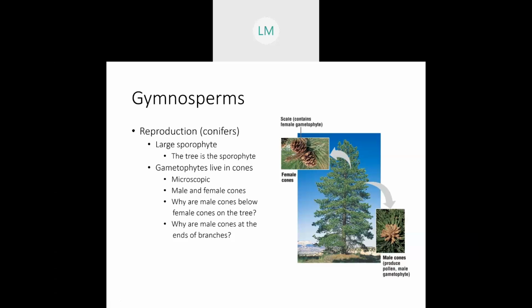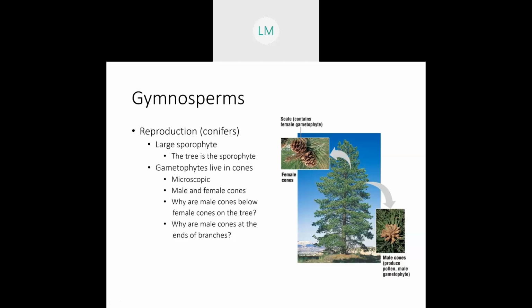Okay, so within our gymnosperms, we're primarily talking about conifers here. This is the largest, most dominant group within our gymnosperms. So this is primarily what we're going to be talking about. So the sporophyte is large, right? The tree is our sporophyte structure. The gametophytes are now microscopic. So they are going to be inside of the cones. The gametophytes are inside of those cones.